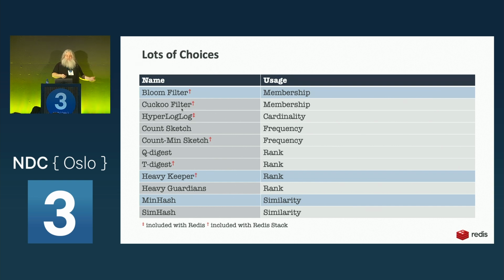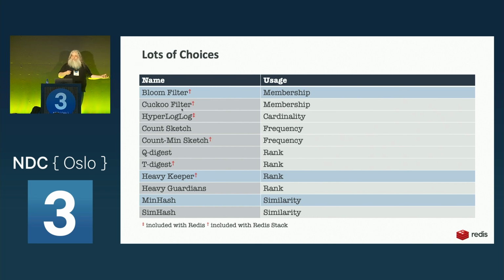Of these, if you see the little dagger there, the little cross, that means it's part of Redis Stack. And the HyperLogLog's the only one that's got the double dagger, that comes with vanilla Redis. Some of these are available in Redis as data structures you can just use, and you don't really have to know how they work, but it helps to know, because then when they do weird things, you can understand why. I'm going to talk about the ones highlighted in blue. There are several others, different varieties.